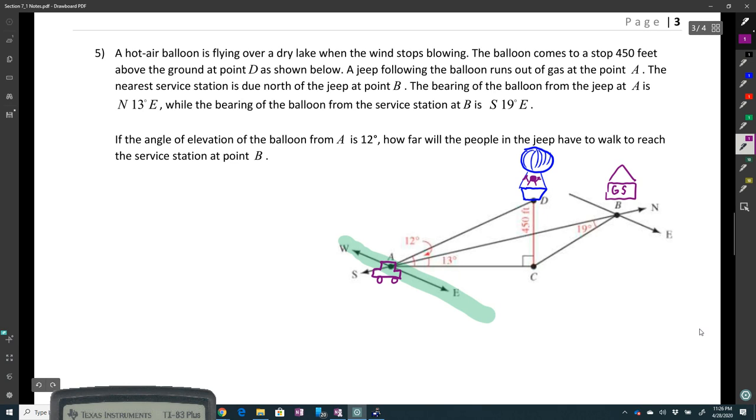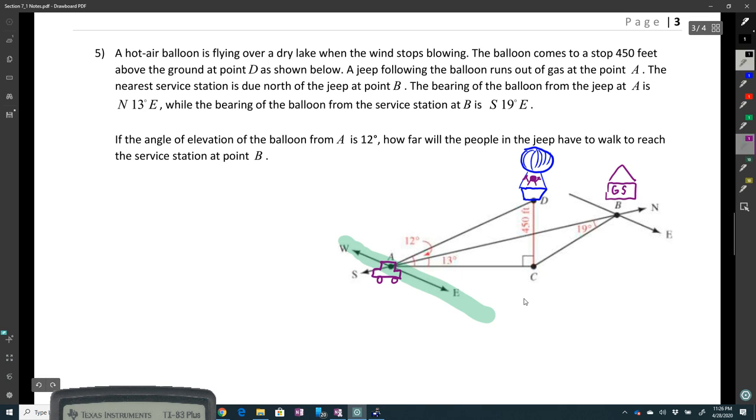All right, and then they give you all the angles. They say that the bearing of the balloon from the Jeep, and when they say the bearing, they don't mean how high it is, they mean where it is on the floor. So the bearing from the balloon to the Jeep is 13 degrees, given to you. The bearing from the gas station to the balloon is 19 degrees. And then the angle of elevation is 12 degrees.